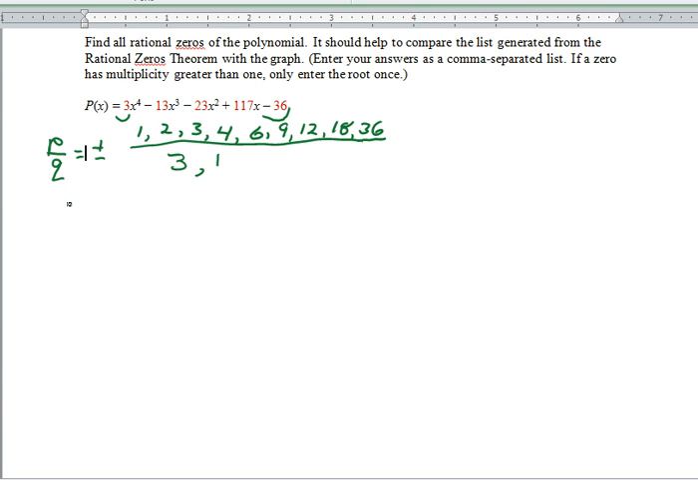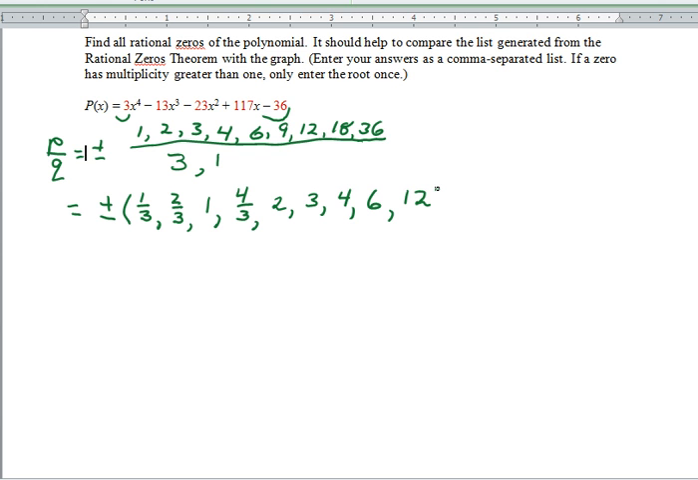So if I start to list these, starting with the denominator 3, I'll get plus or minus 1/3, 2/3, 3/3, which is 1, 4/3, 6/3, which is 2, 9/3, which is 3, 12/3, which is 4, 18/3, which is 6, and 36/3, which is 12. That's all using the denominator 3.